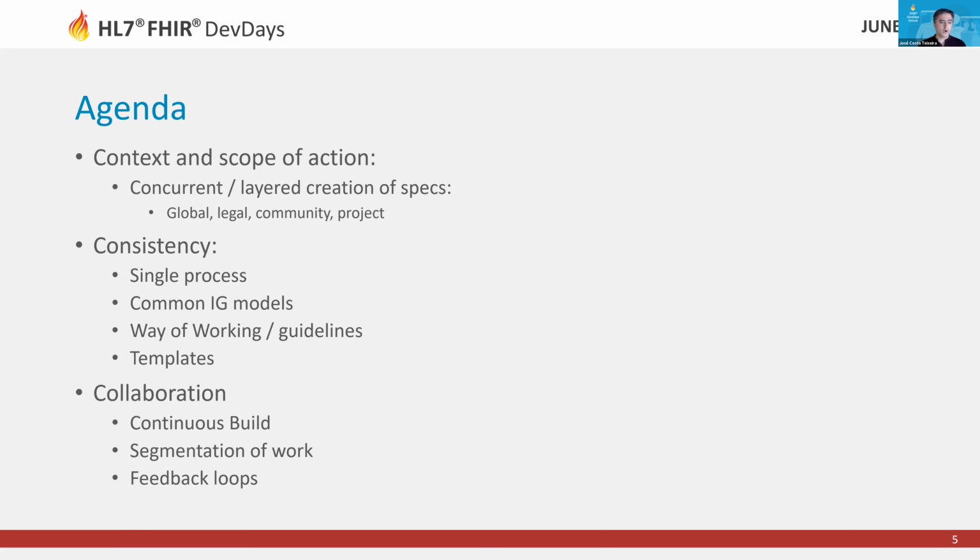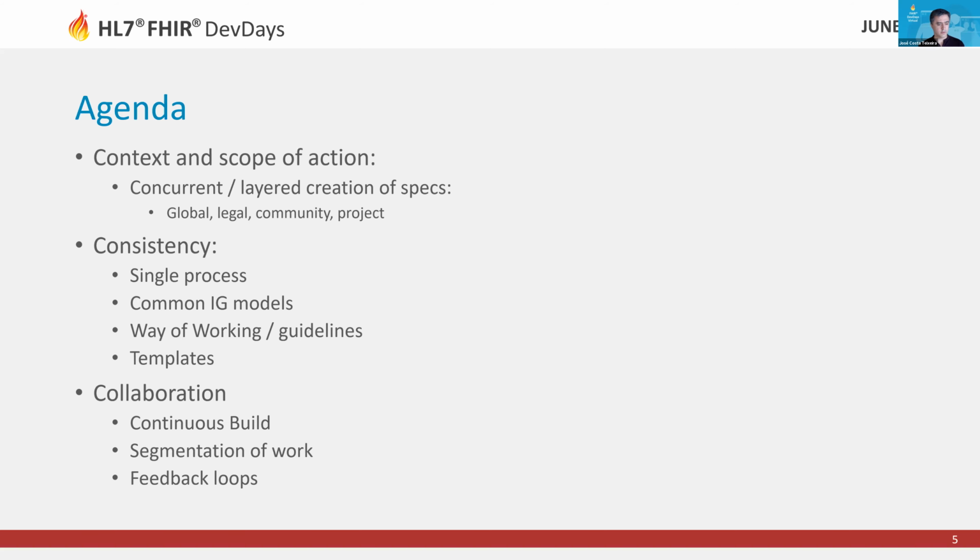So, context and scope of action. We have concurrent and layered creation of specs, as I mentioned. So we have the global standards like HL7, we have the legal standards, we have the community standards, we have the project standards. I'll get there in a second. There's a diagram coming for that. We also want to have a single process, as I mentioned. We want to have common implementation guide models.